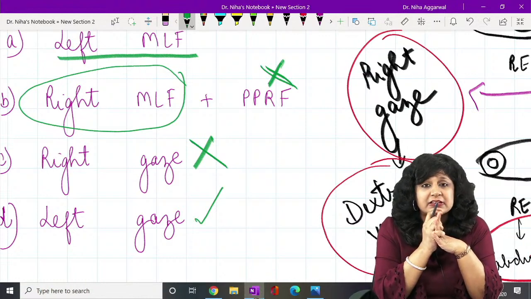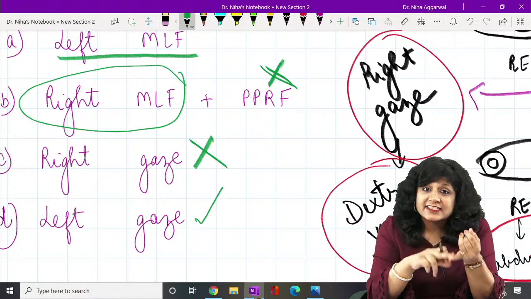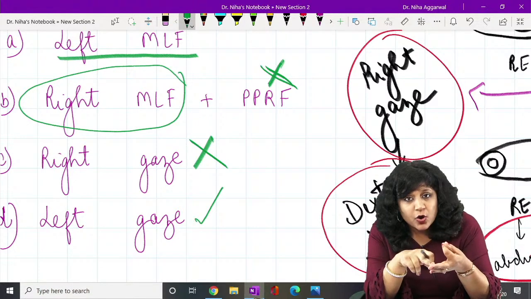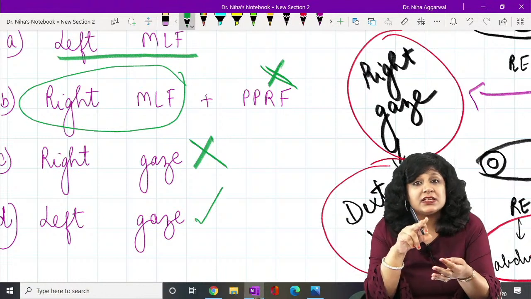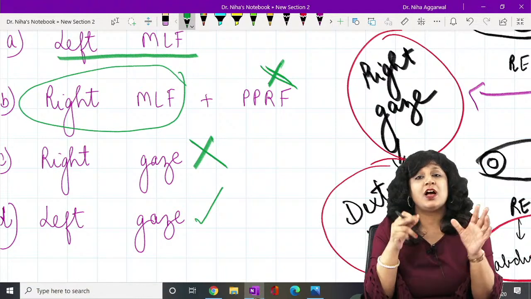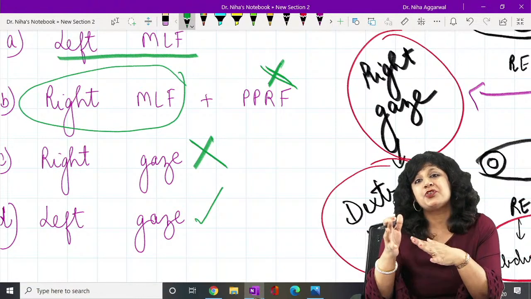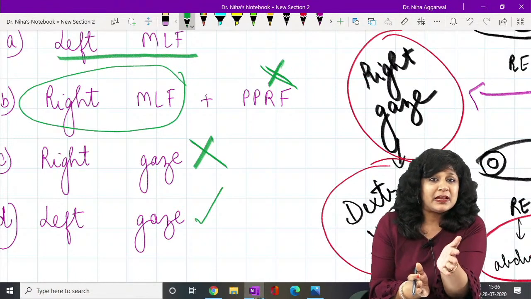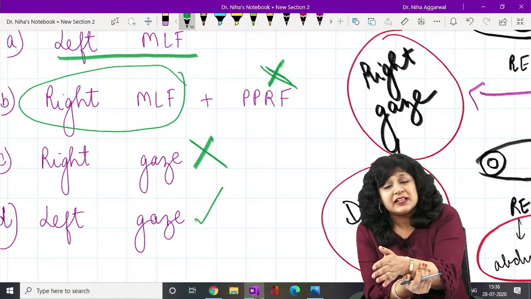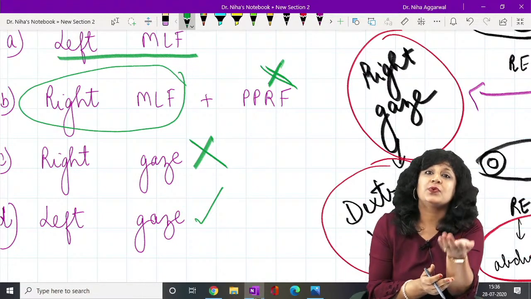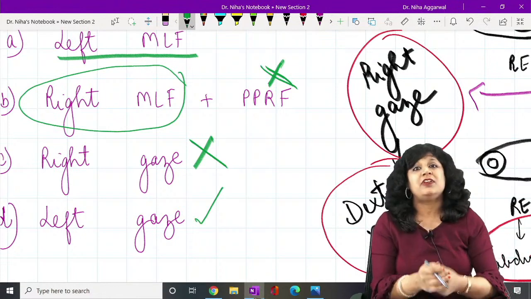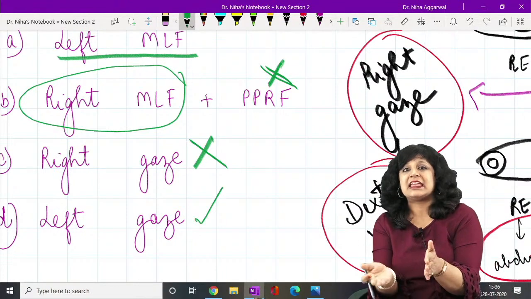Are you getting this? So what is gaze? What are yoke muscles? How to find the yoke muscles? What is the internuclear ophthalmoplegia? What is 1.5 syndrome? And how to differentiate? If it is a right MLF lesion, you get a left gaze palsy. If it is a left MLF lesion, you get a right gaze palsy. So try to differentiate between the MLF lesion and the gaze palsy.